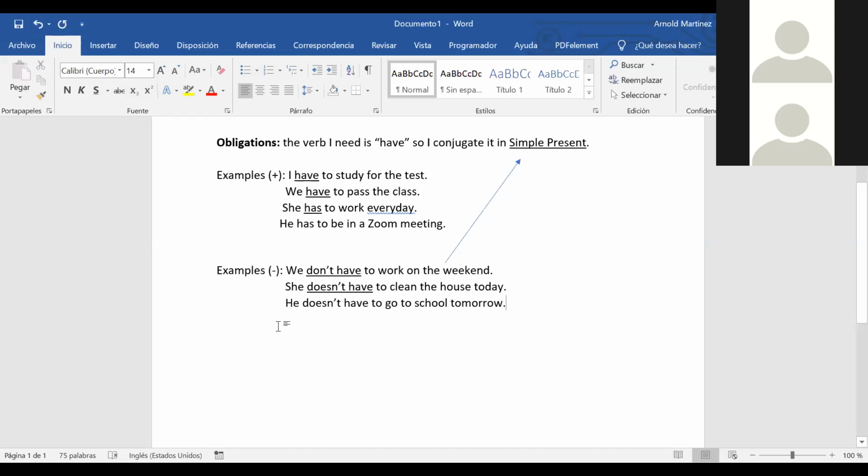Okay? Look, this is obligations. When I need or when I use obligations, I use it in simple present. Okay? So we are going to have some exercises. Here I go.